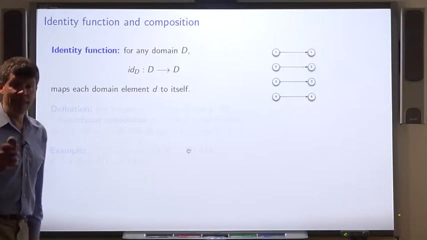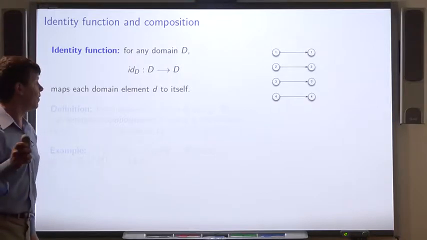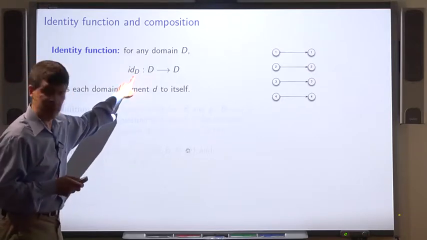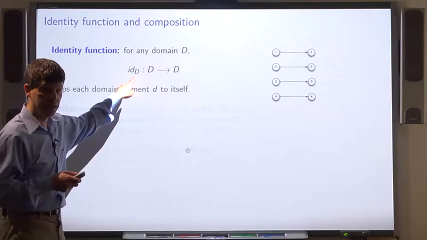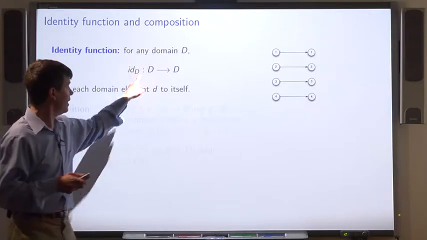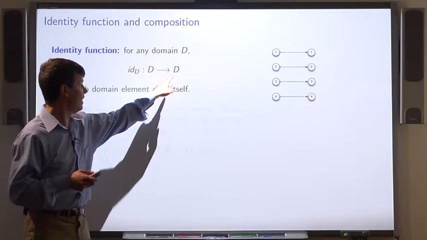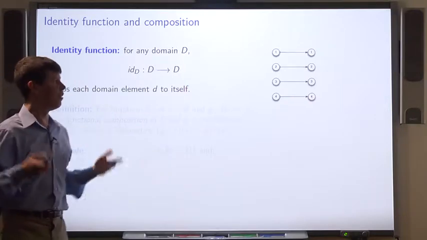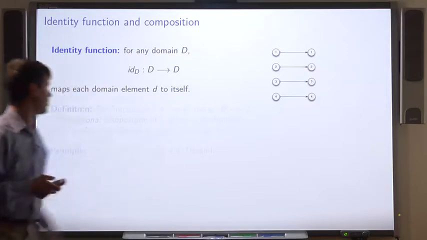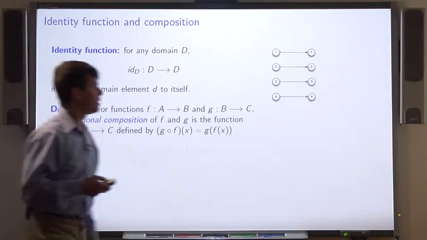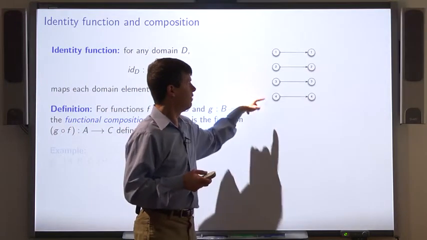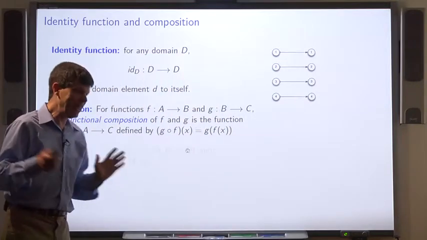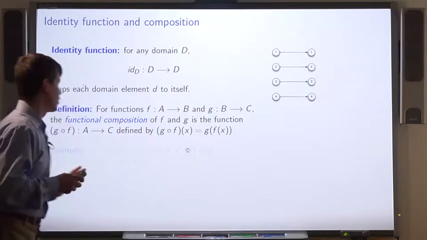For any domain D, any set, there's an identity function written ID, sometimes with a subscript, the domain. Its domain is D, its codomain is D, and it simply maps each element of the domain to itself. So here's an example. It maps the integers 1, 2, 3, and 4 to the integers 1, 2, 3, and 4. It's not very interesting, but it's useful in the next definition.